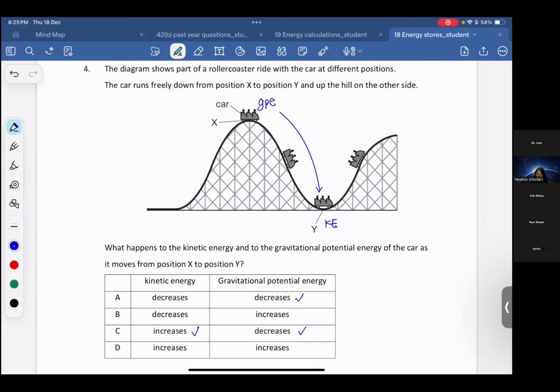Kinetic energy will increase. Why, teacher, do we understand that it will convert to kinetic energy? It is because it is going down, gravity pulling, it will accelerate. An object will accelerate when it is going down from a certain position. Accelerate meaning that speed increases, so kinetic energy increases. So the answer should be C.